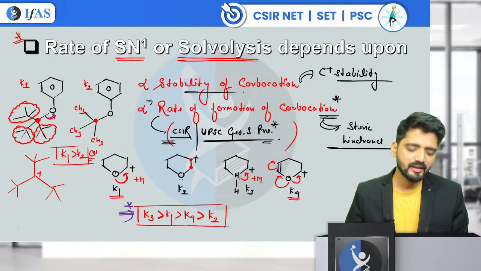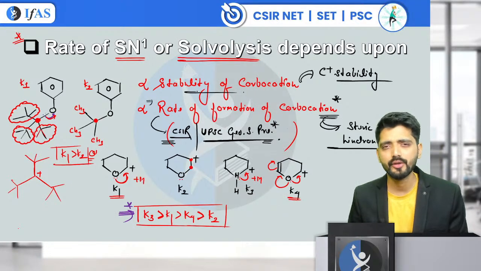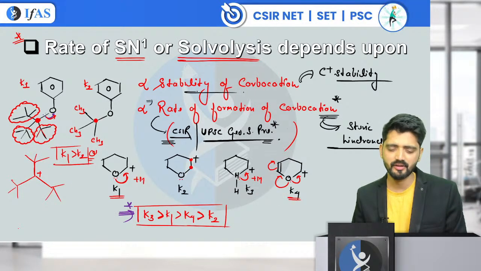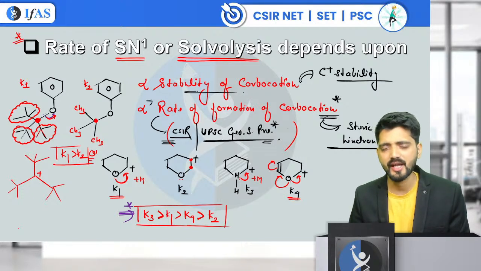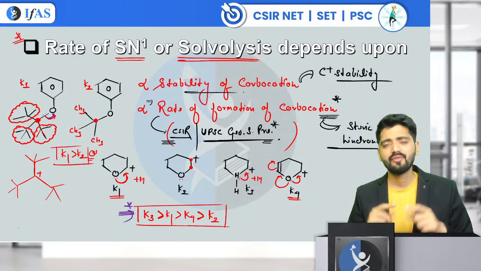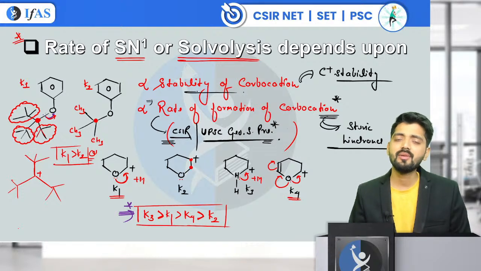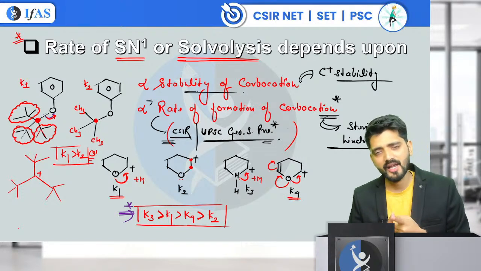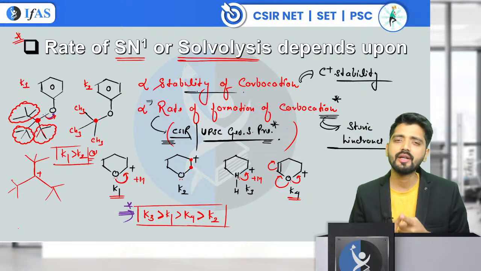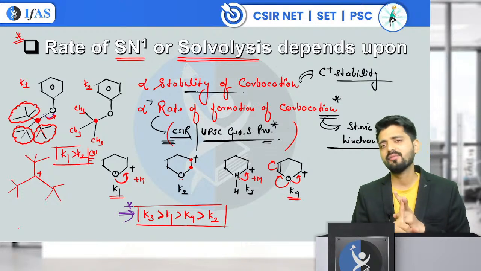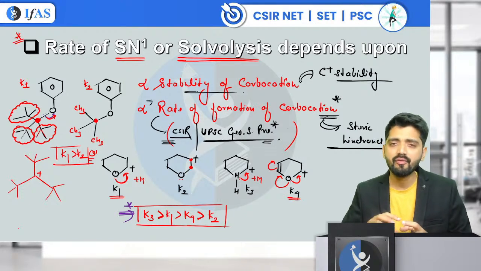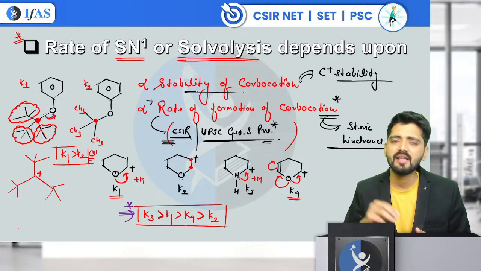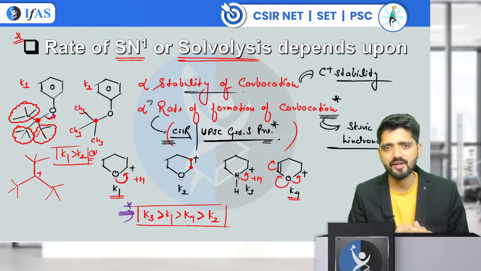Moving ahead, what are the factors which are going to contribute towards the rate of SN1 reaction? We found that in the first step the carbocation is formed. Since the first step is the rate determining step, the stability of the carbocation is going to decide how the rate will be affected. And the second factor was the rate of formation of carbocation.